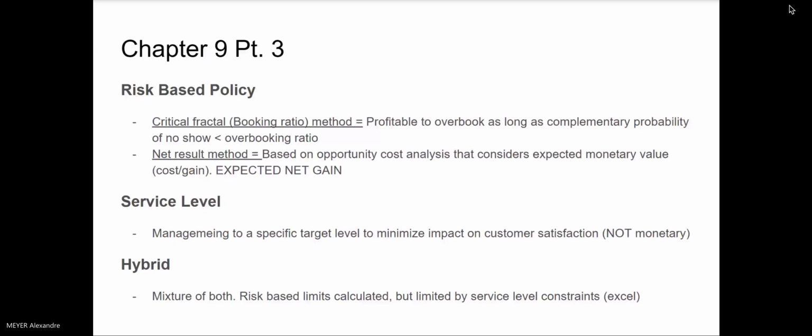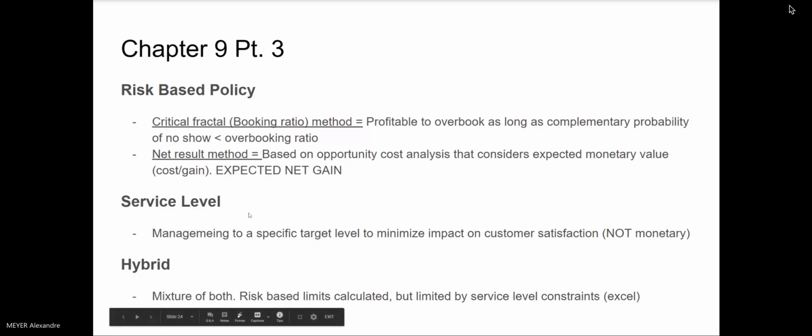So here you have the net result method, which is based on the opportunity cost analysis that considers expected monetary value, cost over gain. So here you're looking at, from a cost perspective, or the revenue perspective, what is the optimal amount of rooms I should overbook. You also have service level, which is to do with customer satisfaction. So it has nothing to do with money. It's looking at minimizing customer dissatisfaction. I'll also have an example of how to do this a bit later on.